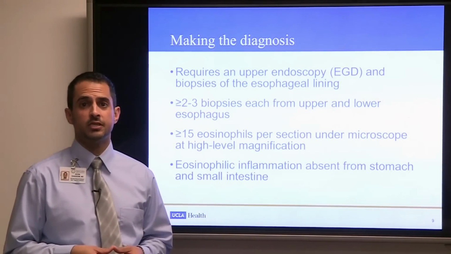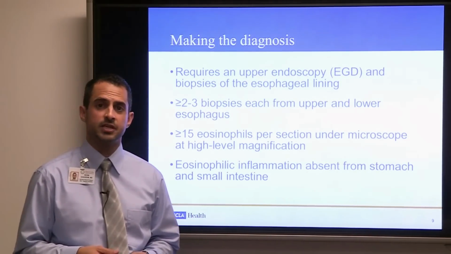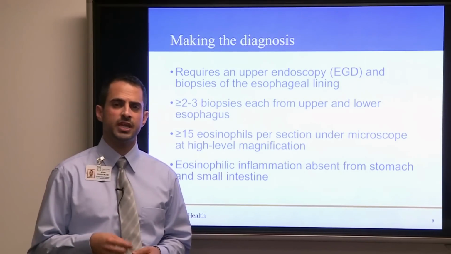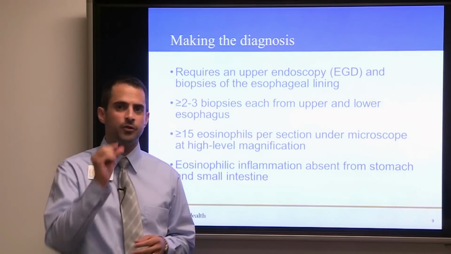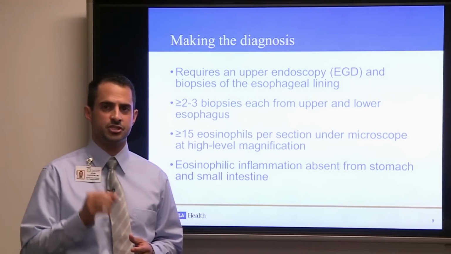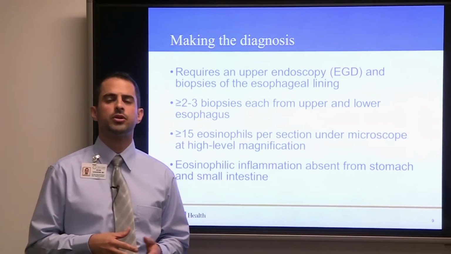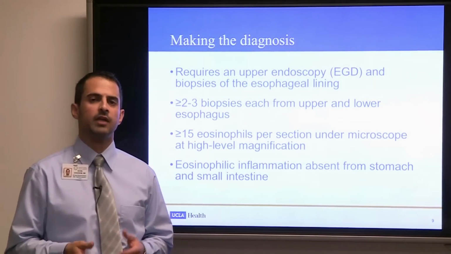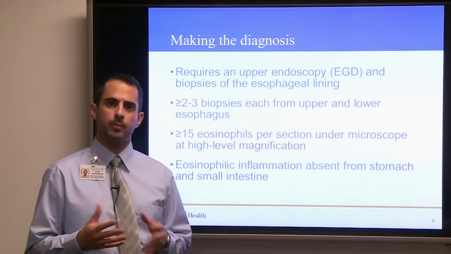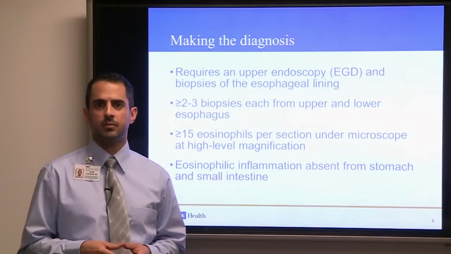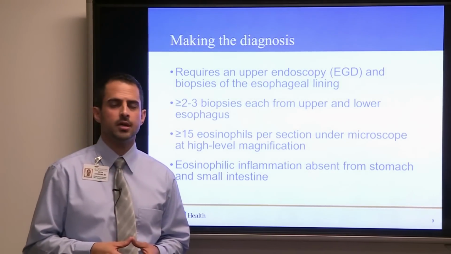And biopsies will need to be taken to see if there's an increase in the number of eosinophils in the esophagus. So we take biopsies from several places along the lining of the esophagus. This is not a full thickness removal of the esophagus, but just the surface. And it's recommended that you take at least 2 to 3 biopsies from the upper and from the lower esophagus, because this can be a more patchy disease, and if you just do 1 or 2 samples, you have a lower chance of actually picking up the diagnosis.